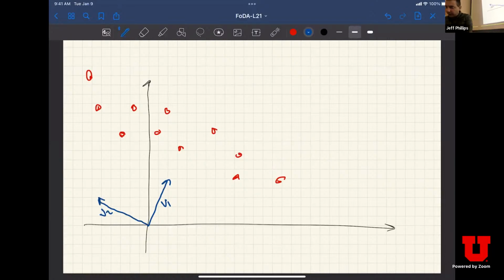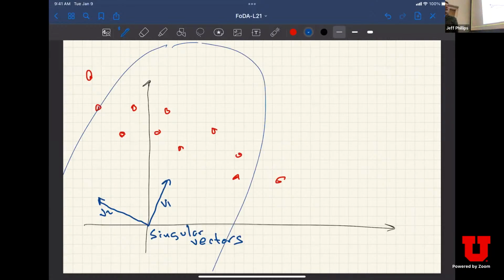So these are going to be the singular vectors, and I can kind of draw an ellipse that fits this data, but it's going to look something like this. This is not really a fit of what the data actually is looking like here.